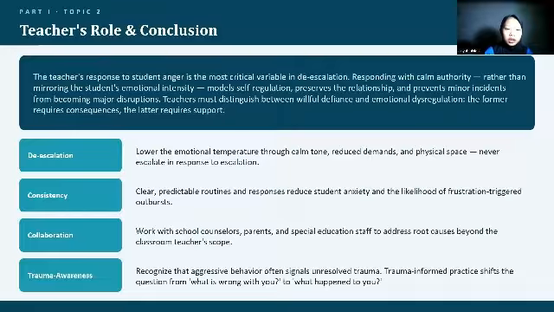Trauma awareness. Recognize that aggressive behavior often signals unresolved trauma. Trauma-informed practice shifts the question from what is wrong with you to what happened to you.